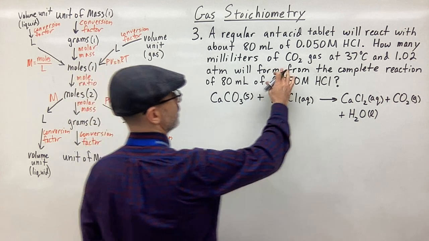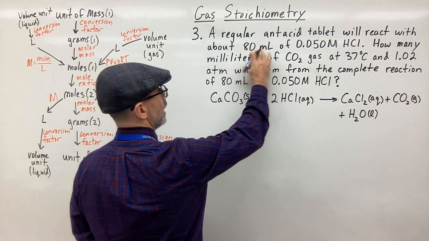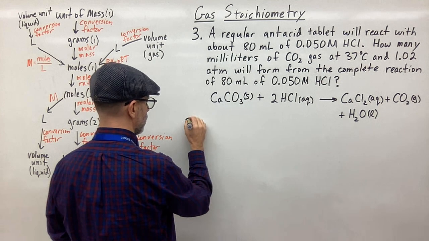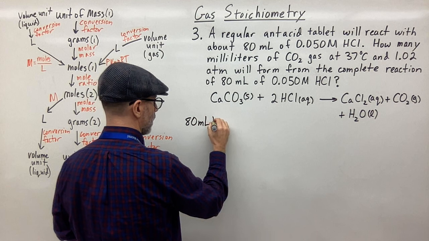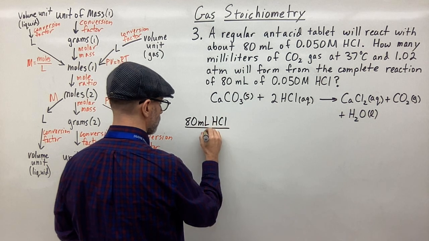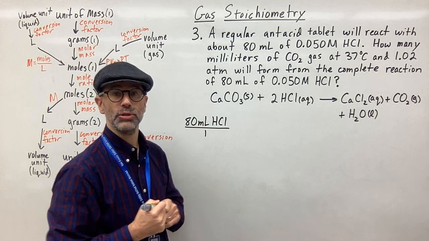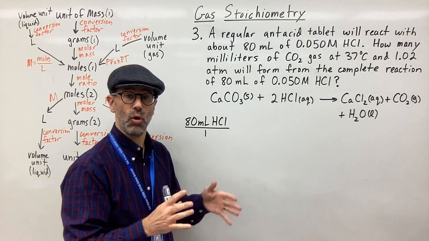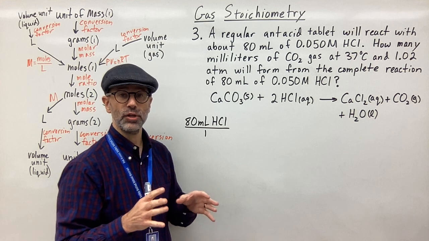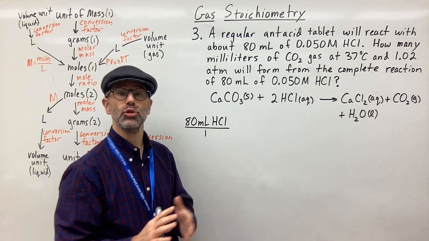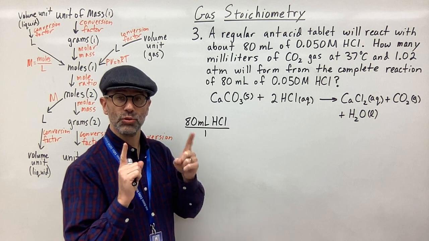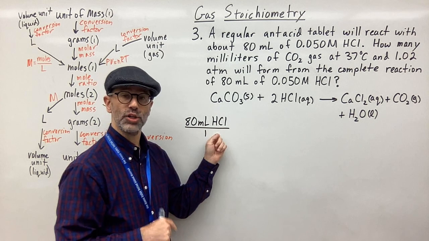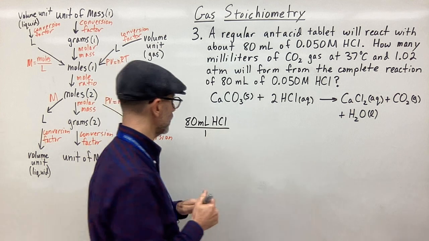So we're going to start with the amount of HCl they're giving us, 80 milliliters. We're going to start with 80 milliliters of HCl, and we're going to have to convert that to liters because remember, molarity is going to help us get to moles. That is the goal. So the use of molarity as a conversion factor is to help us go from liters to moles. And those are the units of molarity, moles per liter. So in order to use molarity, we need to convert this to liters.